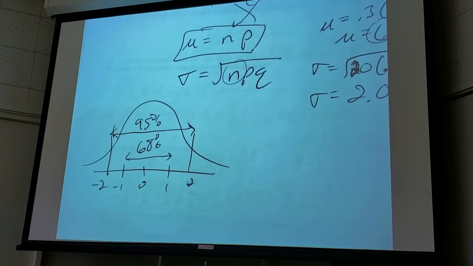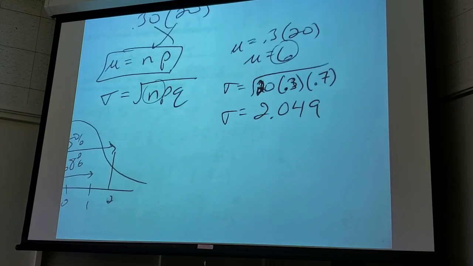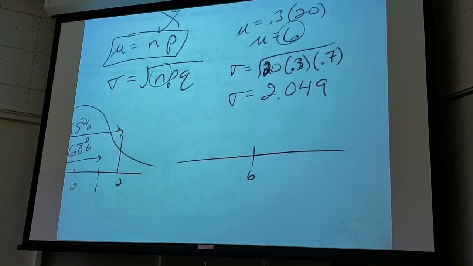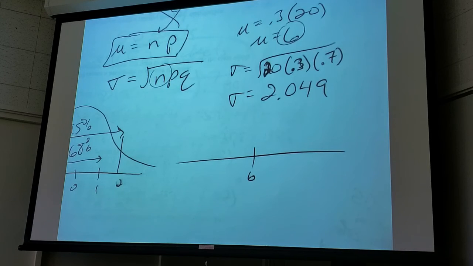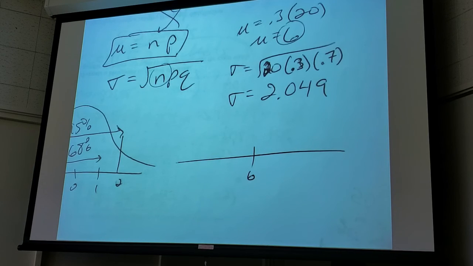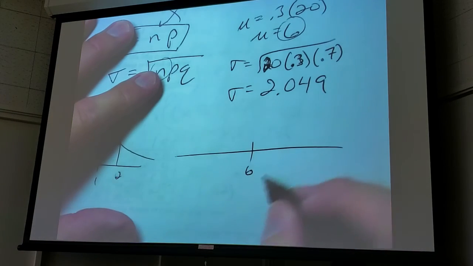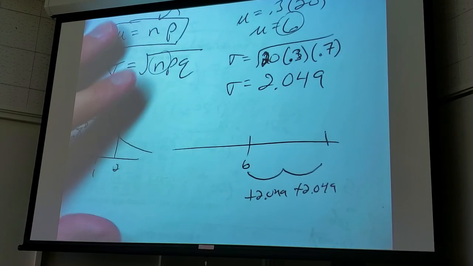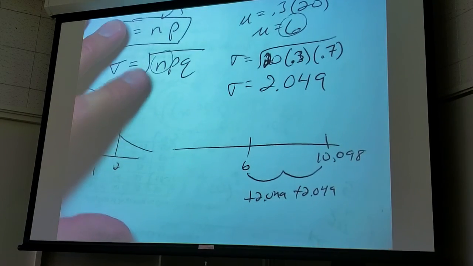So, what does that mean about Shaq? How many free throws would he have to make for it to be unusual? He should be really primed for this. So instead of just taking 1 step up and down, you're going to take 2. And each step is 2.049. The mean, though, is what? Careful. 6. So if I go 2 steps up, where do I end up? At 10.9. 10.098. Oh, yep, there we go.